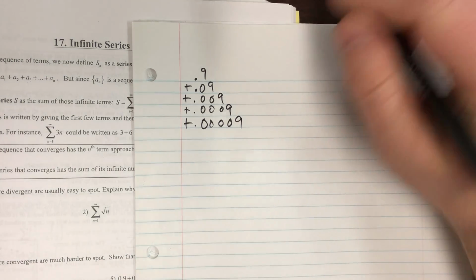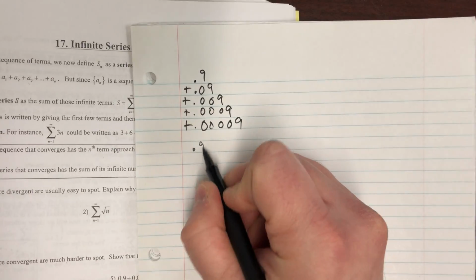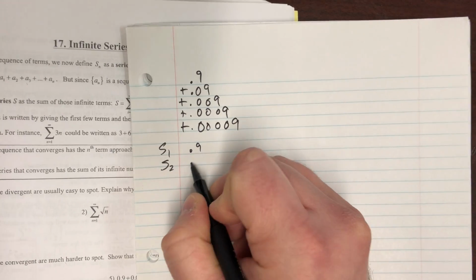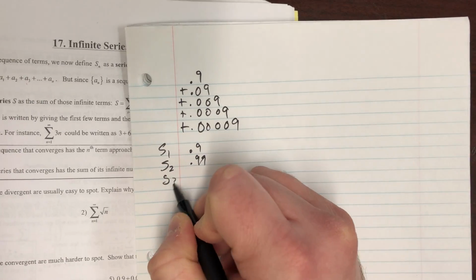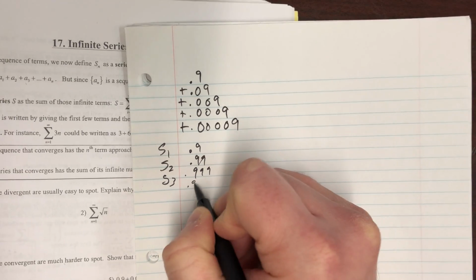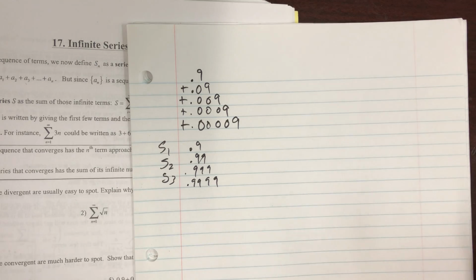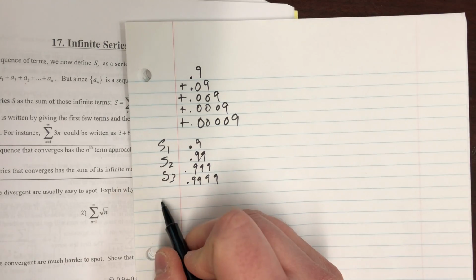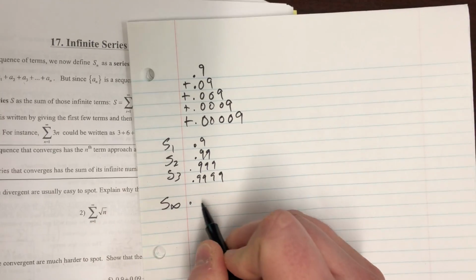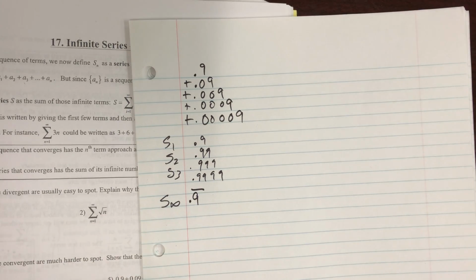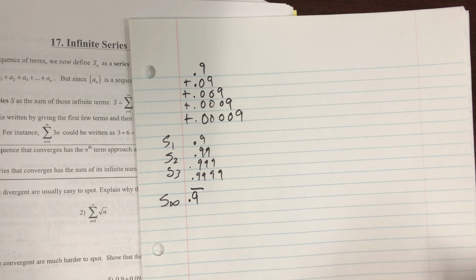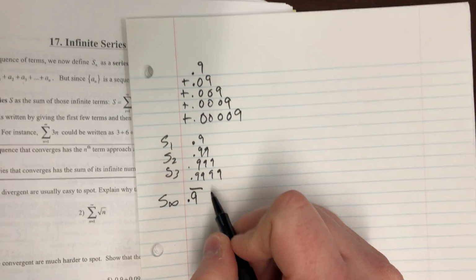So if we look at our partial sums, S1 is going to be 0.9. S2 is going to be 0.99. S3 is going to be 0.999, and so on. So it's a string of 9s. If we were to look at the infinite sum of this, it's 0.9 repeating. What's 0.9 repeating? Do you know? If we do this for literally forever, we get 0.9 repeating. That's 1.